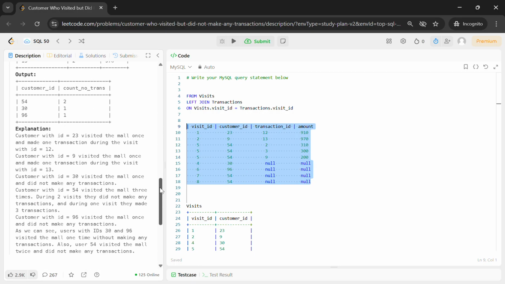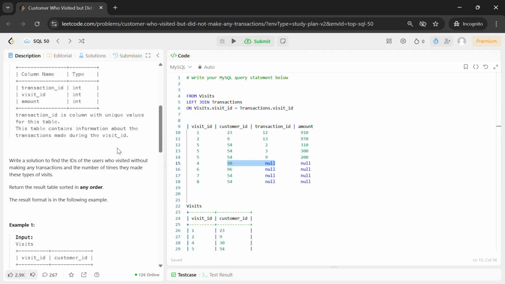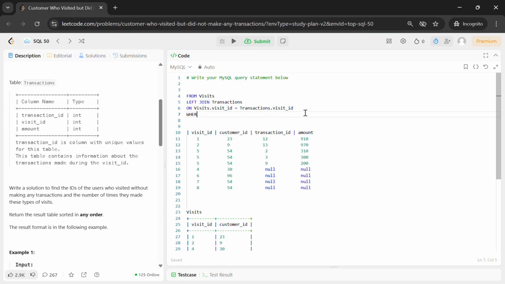Now try to understand what I want. I want the customer ID who didn't make a single transaction. That means the values, if you see 30 null, right? I want the one who didn't make a single transaction. If you see who visited without making any transaction, that means for which the value is null. Now how I can put a condition where transactions dot transaction ID equals, equal, I can put, for null we have to write is null.